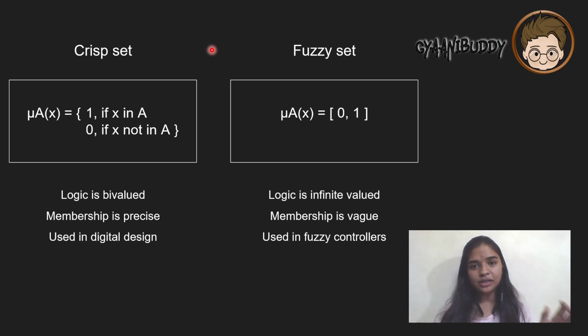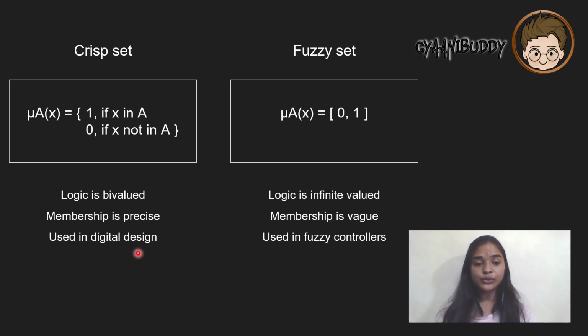Now let's revise the differences between crisp set and fuzzy set. As we have seen, in a crisp set, an element is either a part of that set or it is not. So we can say that the membership function will only give out two values, either 1 or 0. But in case of fuzzy sets, it can give any values between the range 0 and 1. So we can say in a crisp set, logic is two valued, whereas in a fuzzy set, logic is infinite valued. In a crisp set, membership is precise, whereas in a fuzzy set, membership is vague, it is partial.